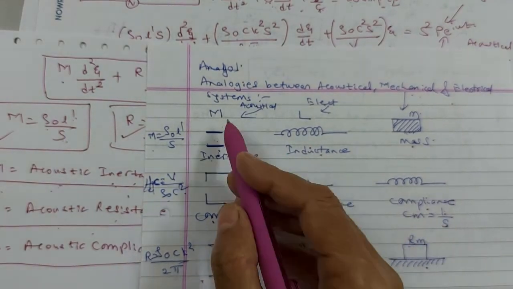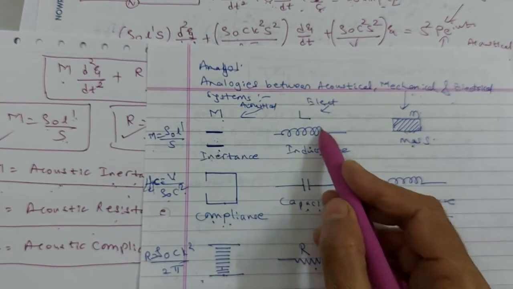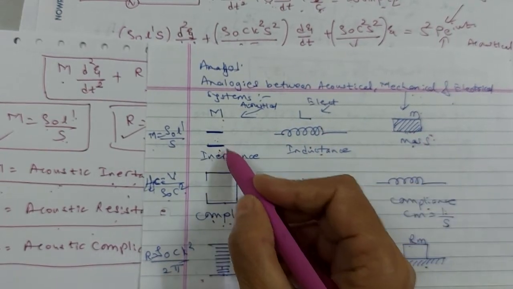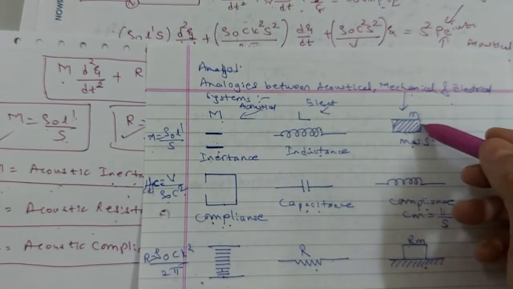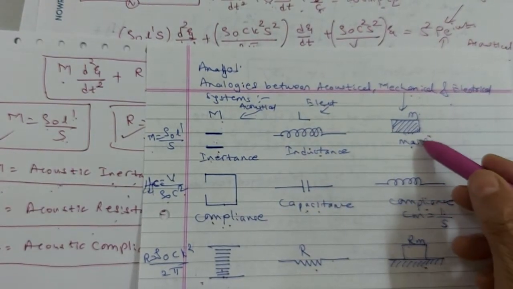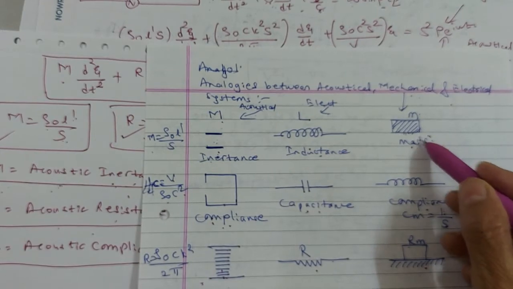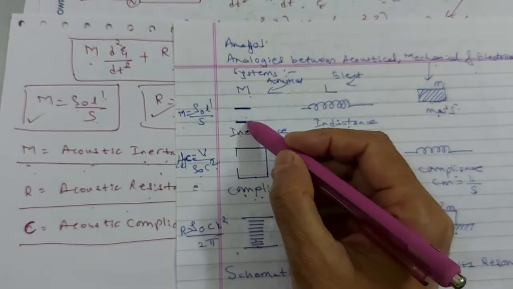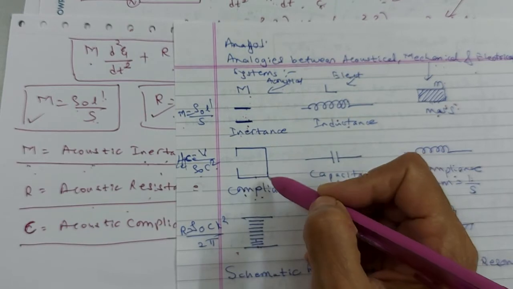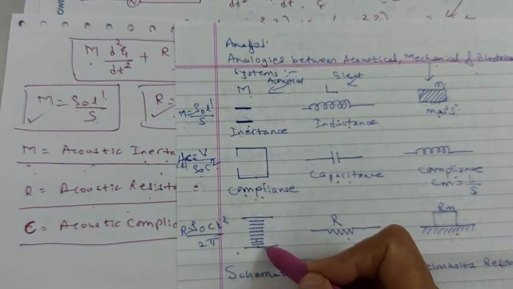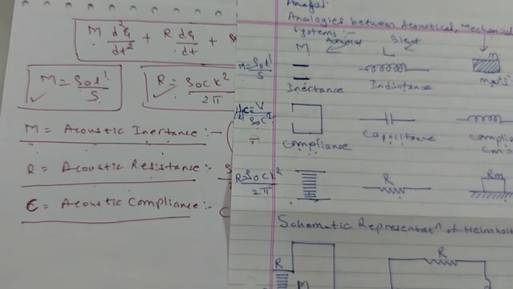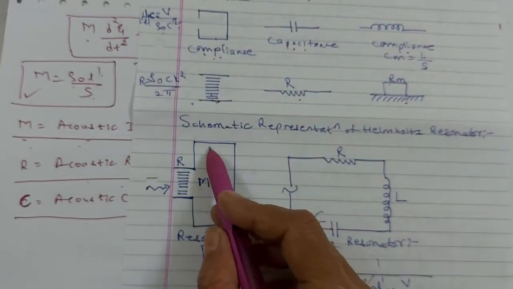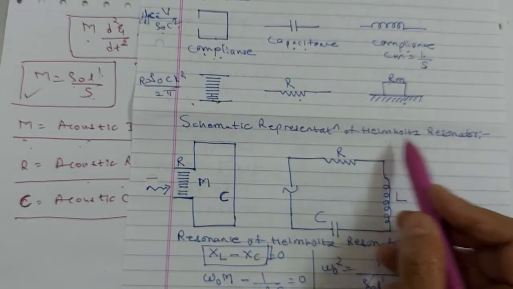So this is called as, in short, the comparison between the acoustical system, mechanical system and electrical system. You need to know these symbols very well. These are obviously, we know it, LCR circuit, this spring attached to a block, okay, of mass M. So all these are known to you. Only these symbols you need to know: inertance, compliance and the resistance. Which is called as acoustic resistance. Done? Okay. The next topic will be schematic representation of Helmholtz resonator.